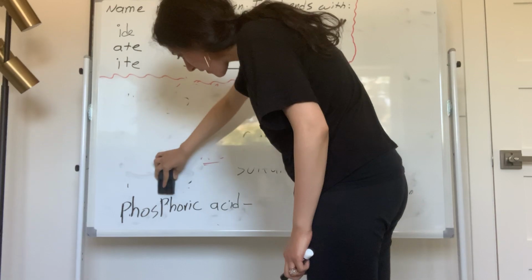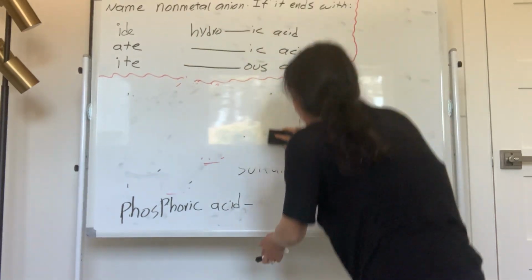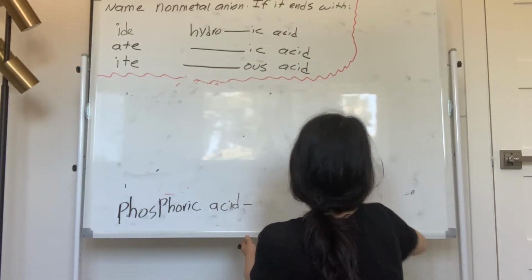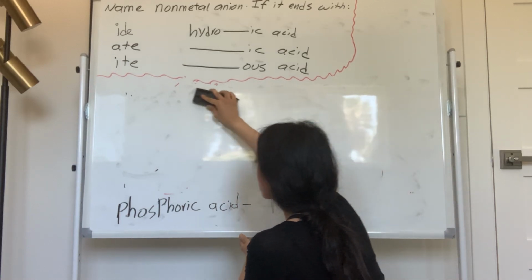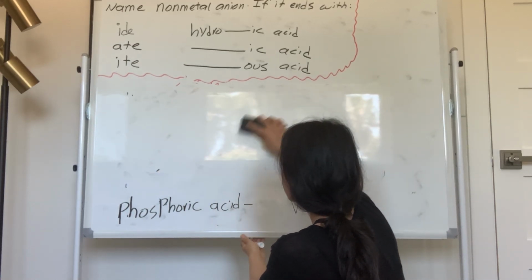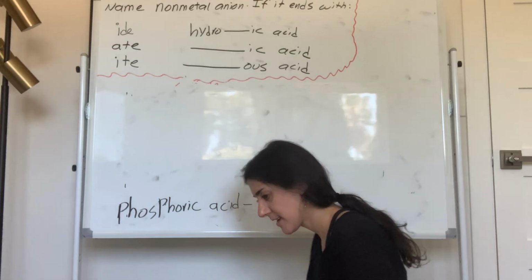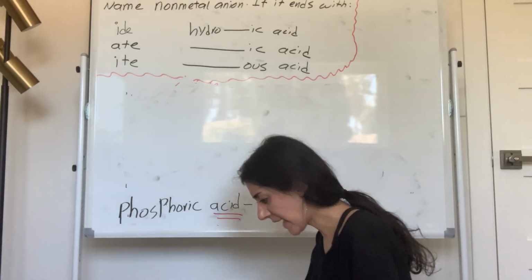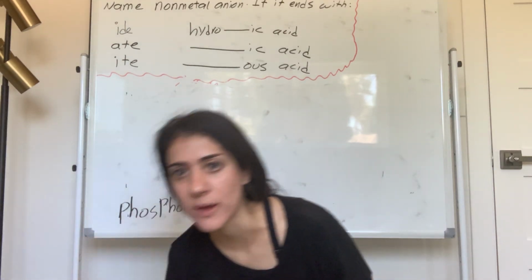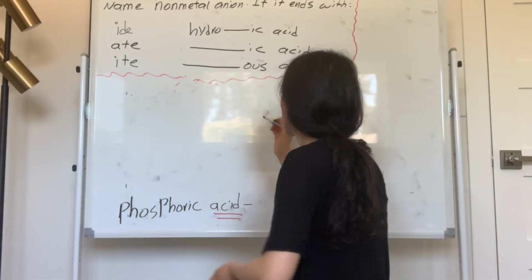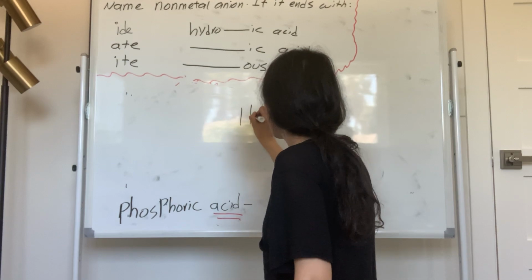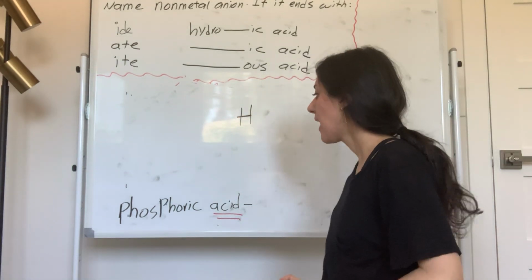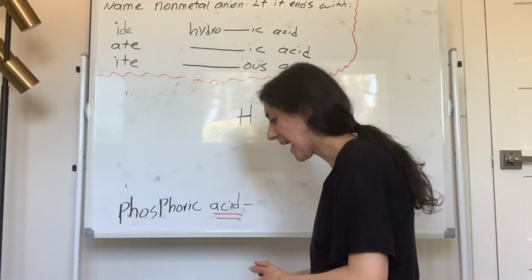Phosphoric acid. Write the formula for phosphoric acid. Okay, so the first thing you're going to say is phosphoric acid is an acid. So every time you know you have an acid, what is it going to start with? It's going to start with hydrogen, okay? Now, phosphoric acid.